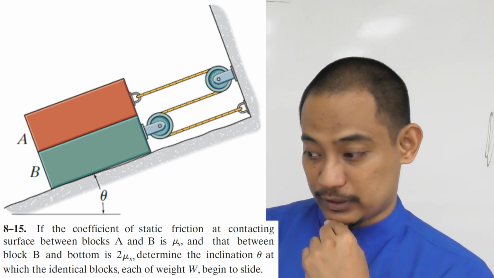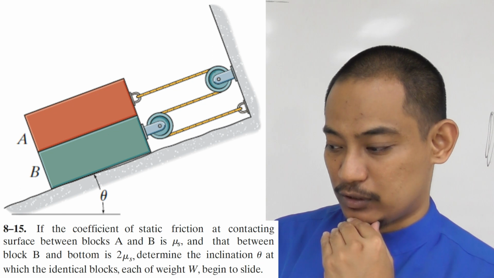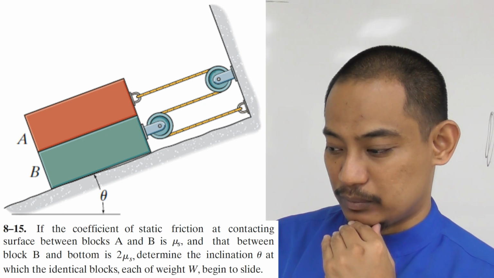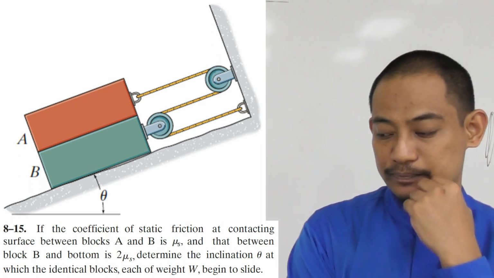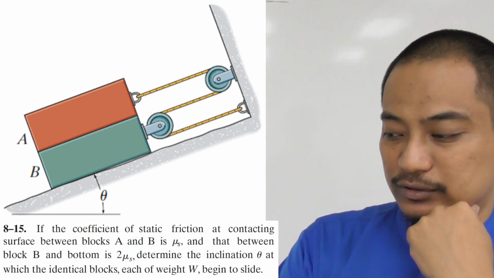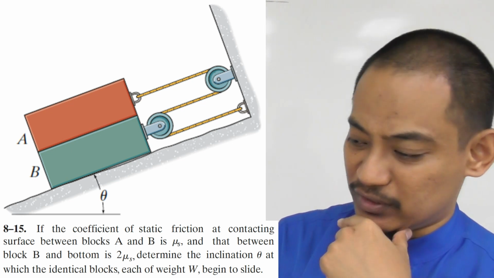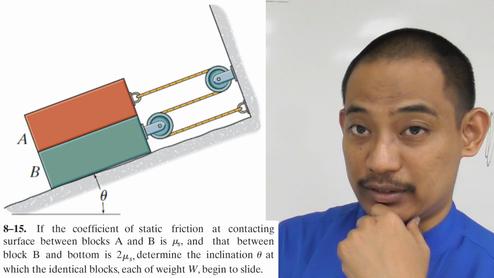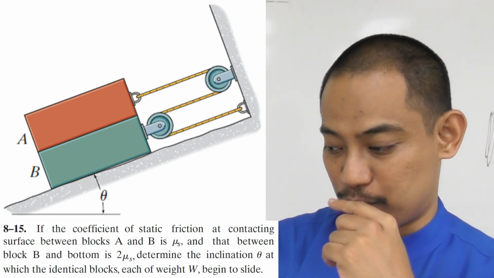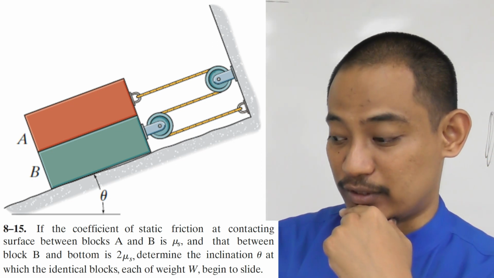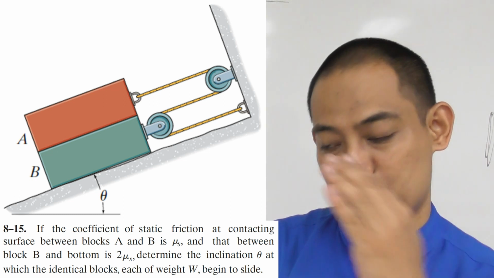So that's the question. What is the inclination theta at which the blocks begin to slide? So the question here is, what is the possibility of the impending motion, right? Theoretically there are two possibilities. One is block A will slide down to the left and block B will be pulled up to the right. Another is block B sliding down and block A being pulled up.